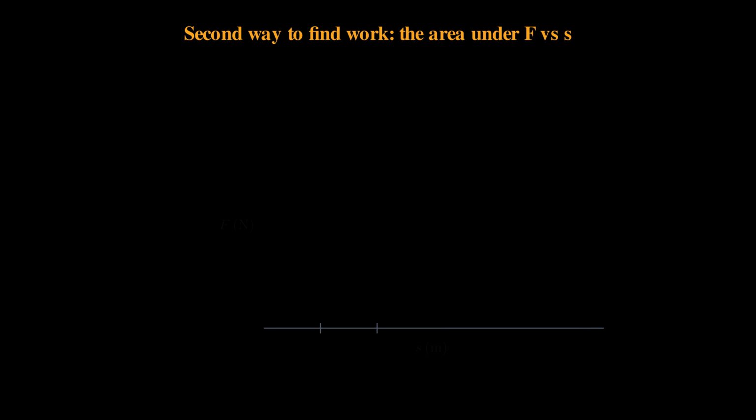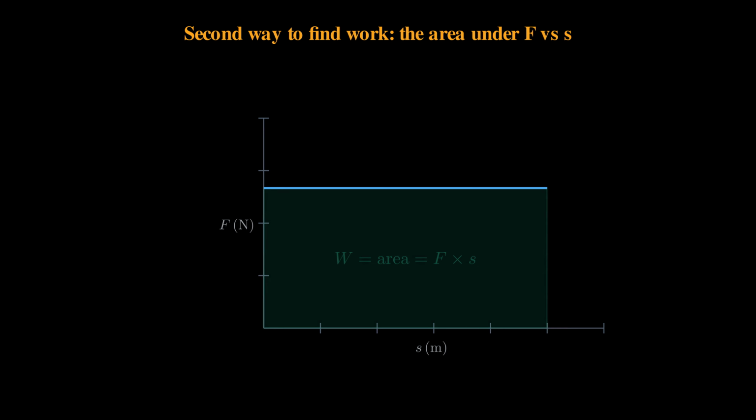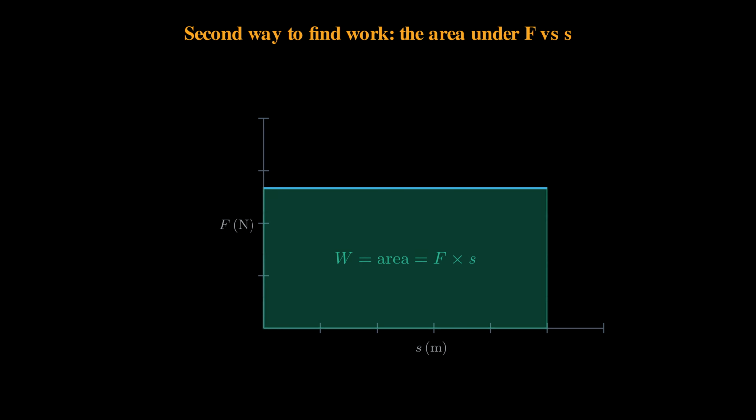There's a second, powerful way to find work, and it should feel familiar from the graphs video. Plot the force against the distance moved. The work done is simply the area underneath that graph. For a steady force, it's a rectangle. Force times distance, exactly matching the formula. But the graph method is more general. If the force varies, like a spring that gets harder to stretch, you just take the area of whatever shape appears. Same rule every time. Work is the area under force versus distance.